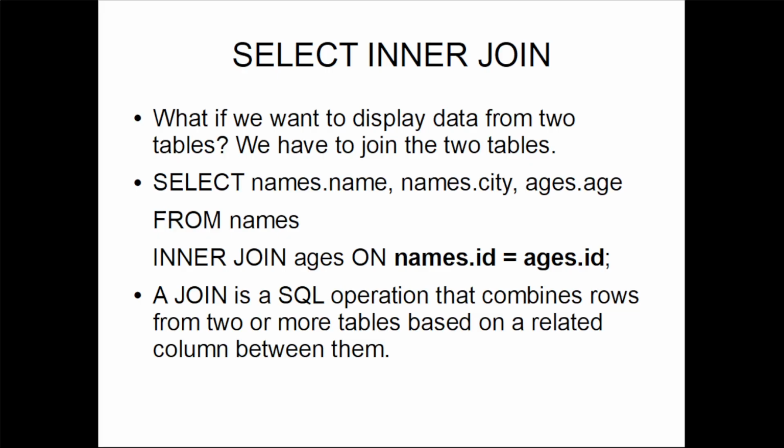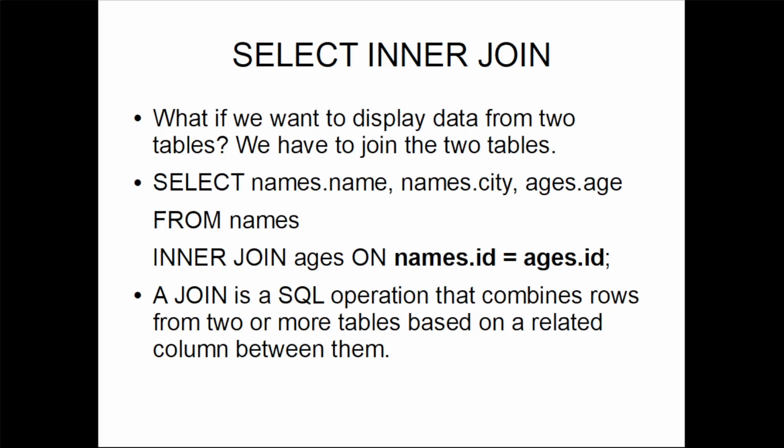An inner join links two tables based on a common column, pulling only the records that match in both. Let us use an example with two tables, names and ages. The names table has columns for ID, name, and city, while the ages table has ID and age. The ID column is the common key that connects these tables, allowing us to match records.